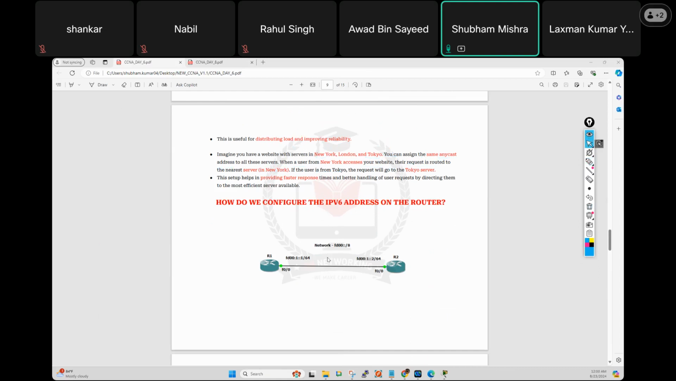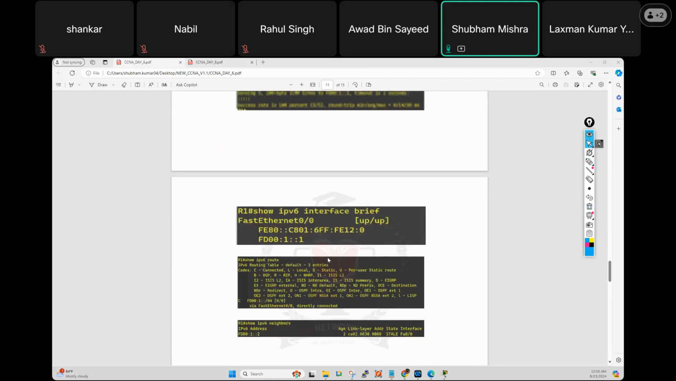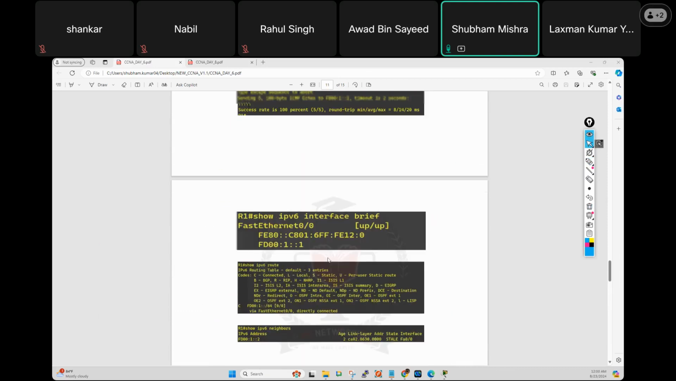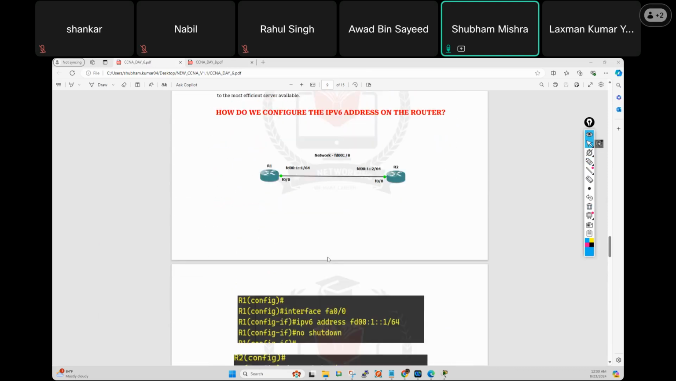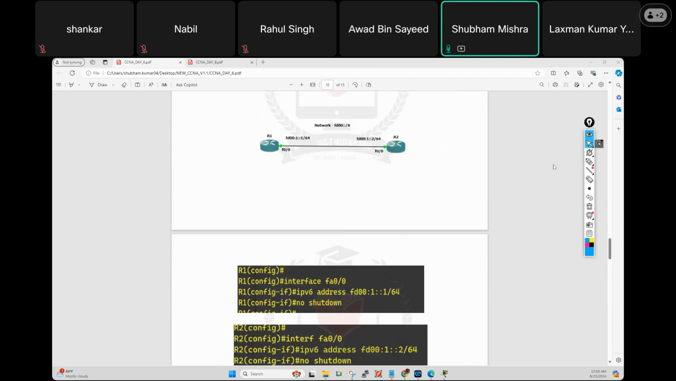Now I already mentioned one thing here, guys. You can do the same thing in your Packet Tracer. How can we configure IPv6 on the router? See here, I chose two routers. On this router, I am going to configure this IP address, and on the other router, this one.